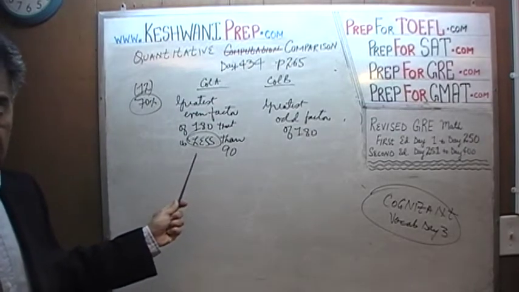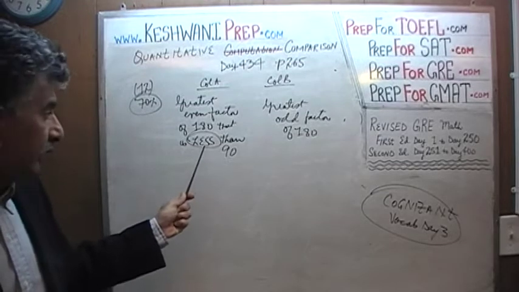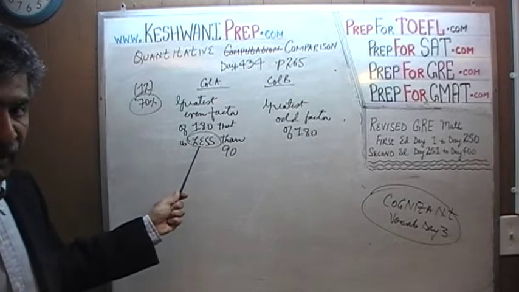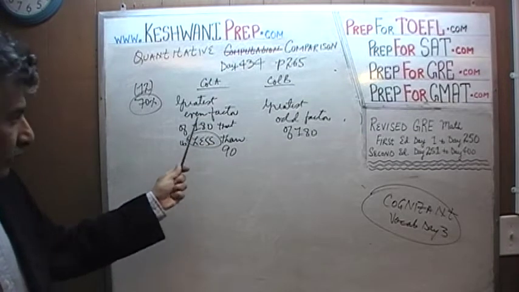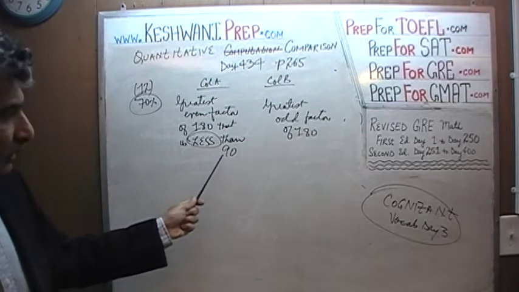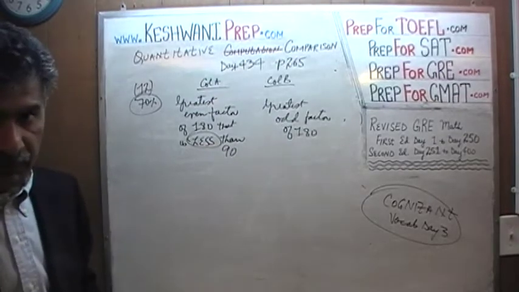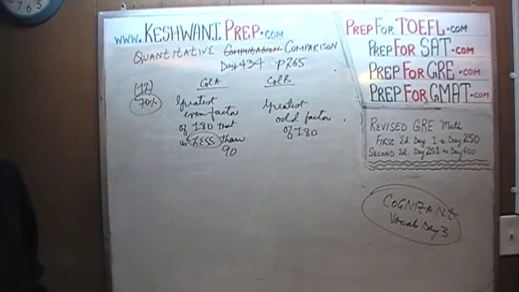180, but the only requirement is that when we're looking for the even factor, it has to be less than 90. The greatest even factor of 180 that is less than 90, versus the greatest odd factor of 180. I'll give you 2 seconds to do it yourself. Pause the video, do it yourself.